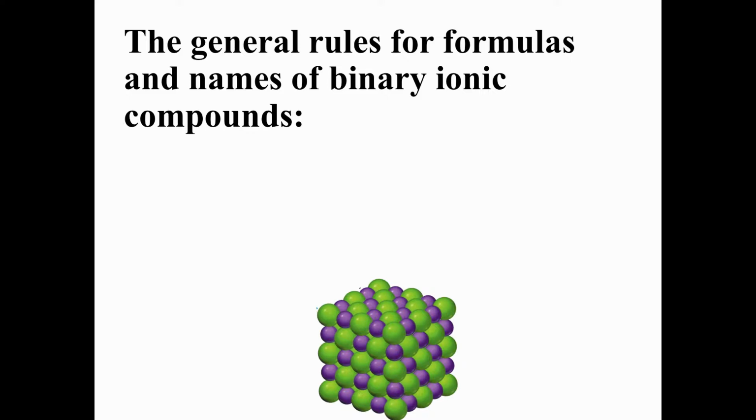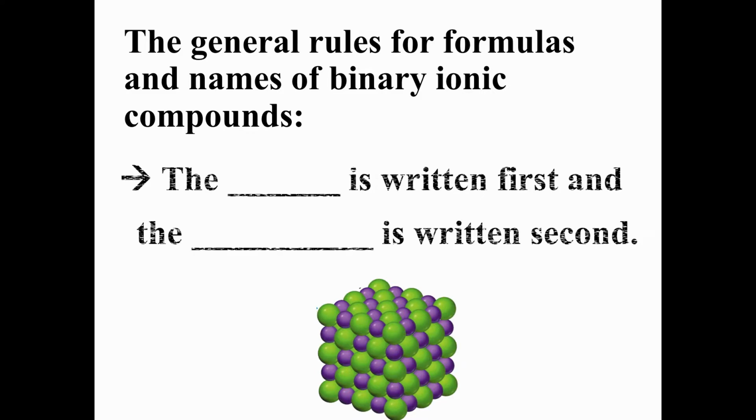Let's do a little bit with naming for binary ionic compounds, and binary means 2, and now we're doing compounds that are ionic rather than covalent, which we've done before.